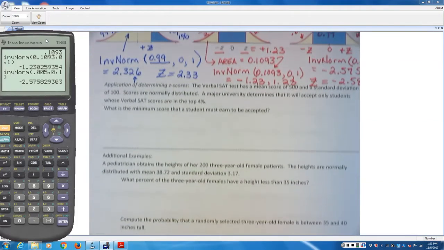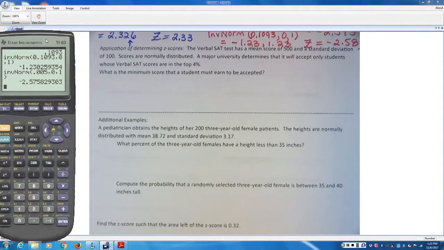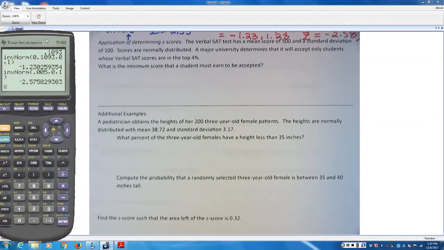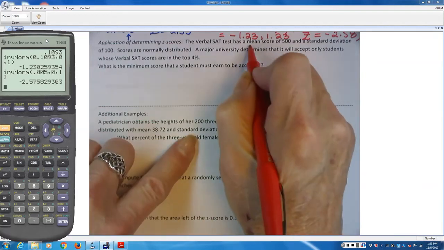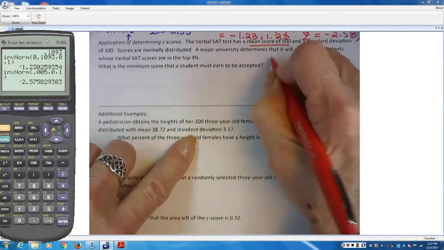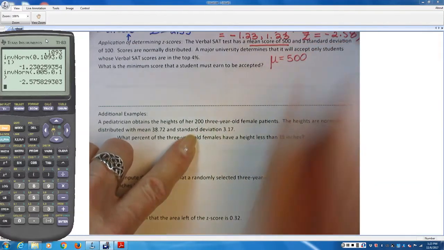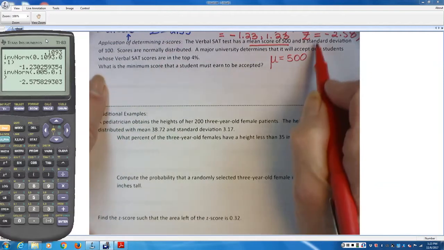And the next thing we're going to do is an application of z-scores, but it's not really a lot different from what we just did with z-scores. It says the verbal SAT test has a mean of 500 and a standard deviation of 100.